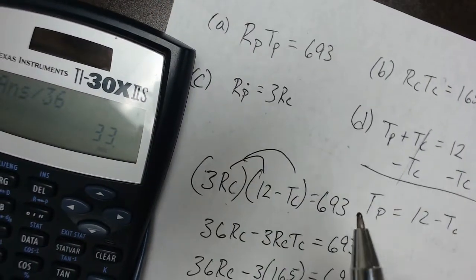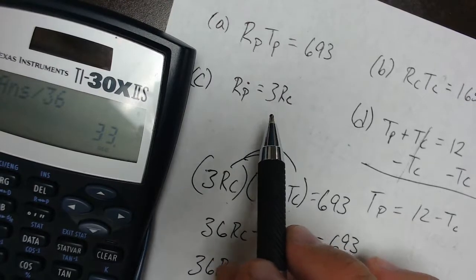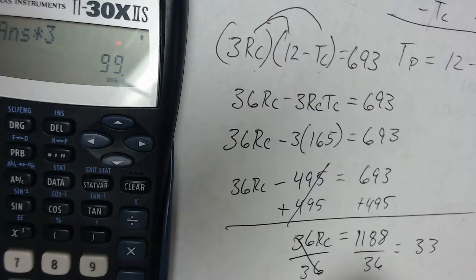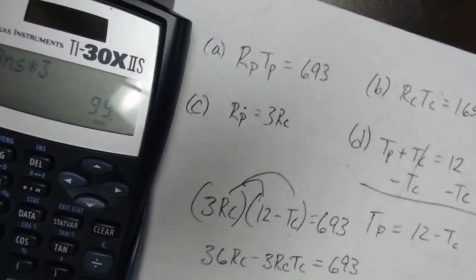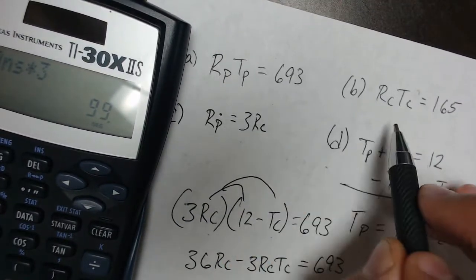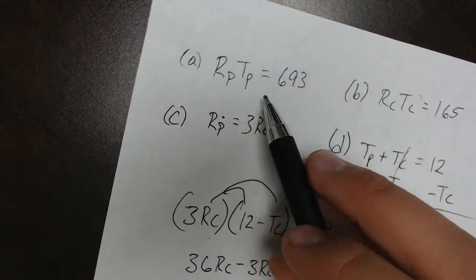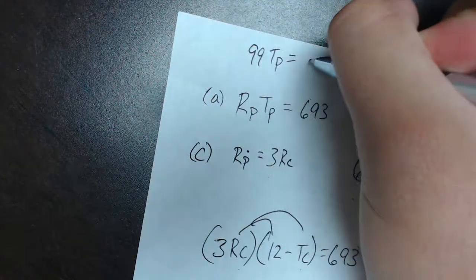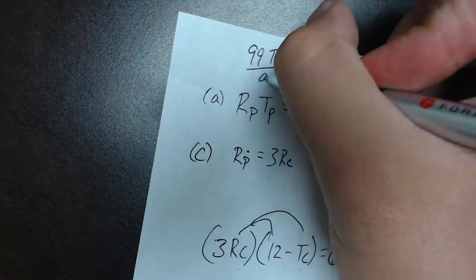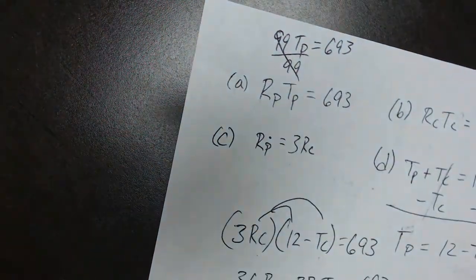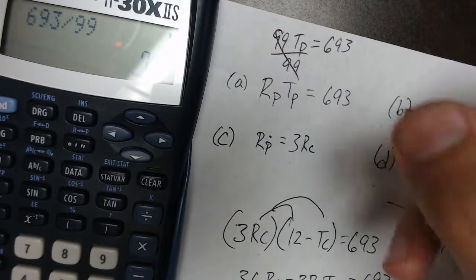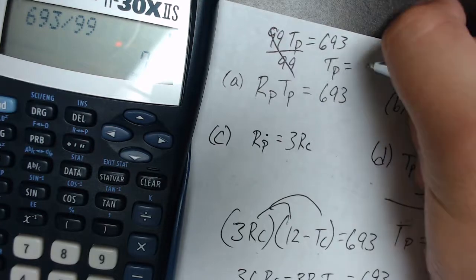So now that we know that RC equals 33, we can use this to start unlocking the rest of these unknowns. Now the first thing is that RP is equal to 3 times RC. So if I take 33, multiply it by 3, I get 99, and that's RP. So now I know RP is equal to 99. Now I can figure out time of P and time of C by substituting in here. So if I go back up here and instead of writing RP I write 99, what I get is 99 times time of P equals 693. If I divide each side by 99, I get 7. So time of P is equal to 7.